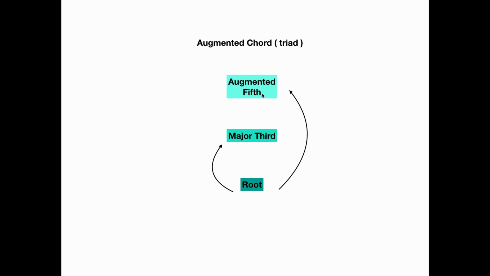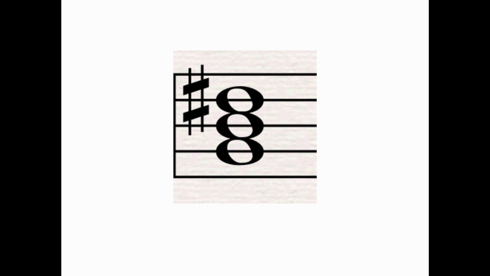Another way of thinking about this triad is a major third stacked up on top of another major third. So the distance between the root and the second note is a major third, and the second note to the third note also a major third. Some people may find this an easier way to construct chords. However, it is entirely up to you.